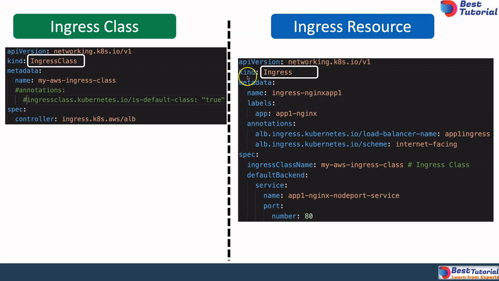So here come the API version, kind, metadata, and then spec. In spec, before going to this Ingress class name, also review this default backend.